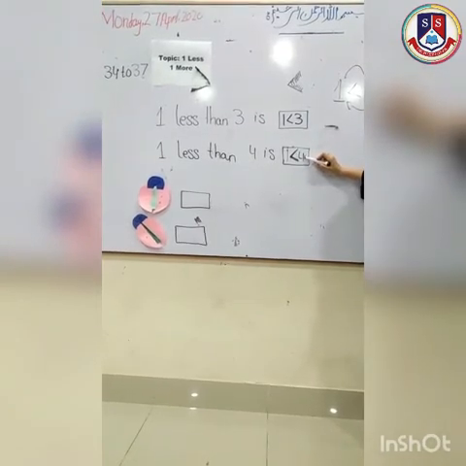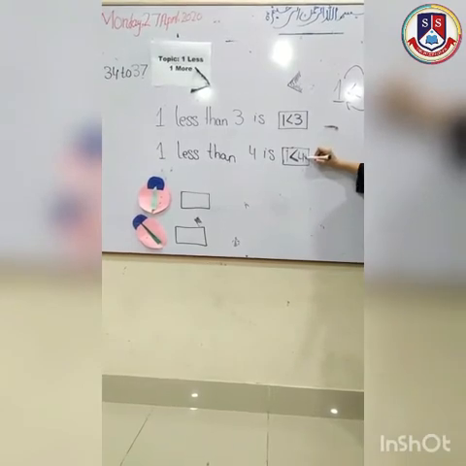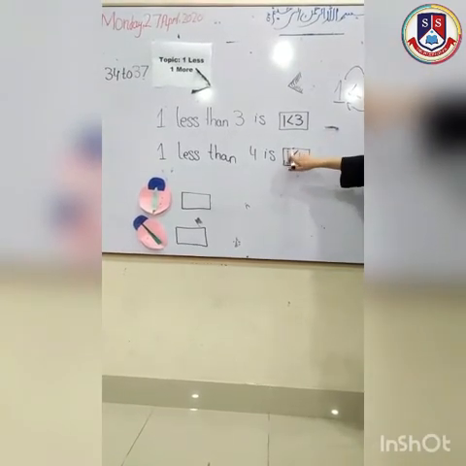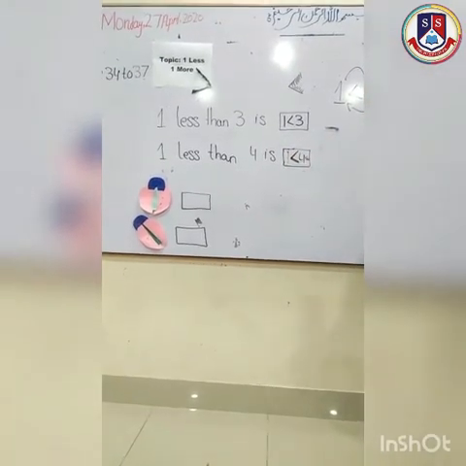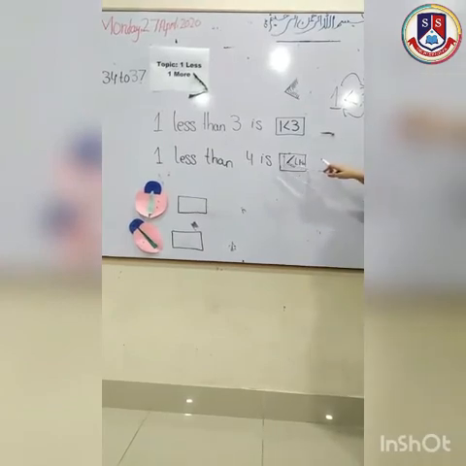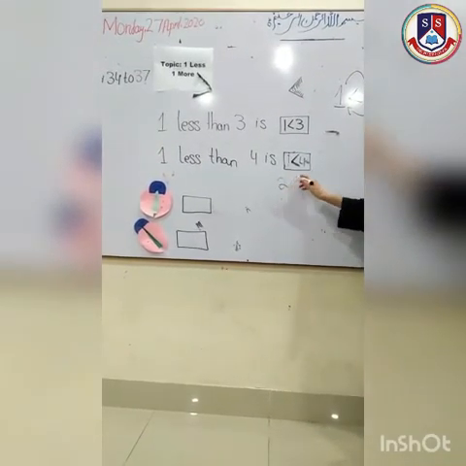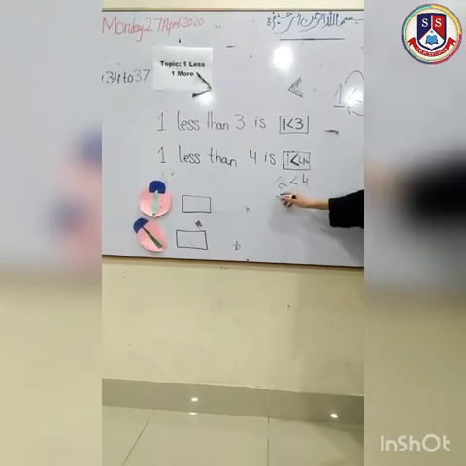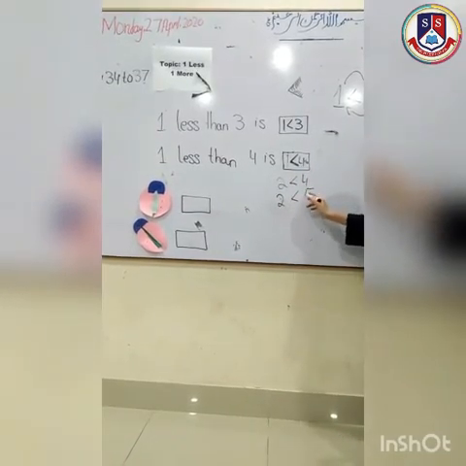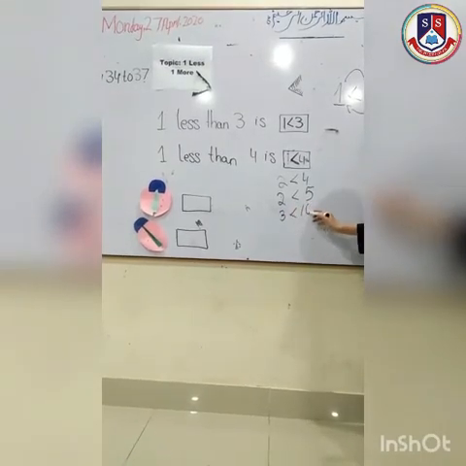It means the greater thing would be at the front side, जहाँ पे मुंह खुला होगा, और छोटी चीज बैक साइड पे होगी जहाँ पर उसका माउथ बंद होगा. ठीक है स्टूडेंट? So it means 1 less than 3. One more example. 2 less than 4. 2 less than 5. 3 less than 10.